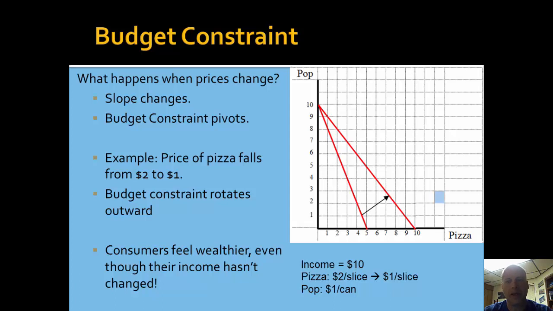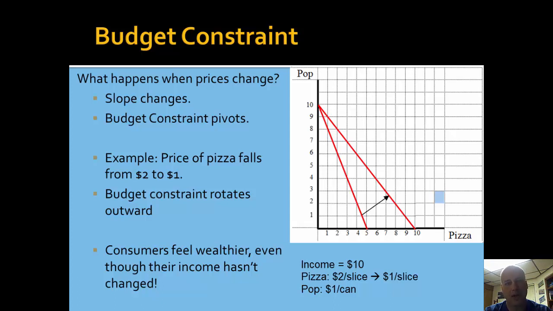Now, what we're going to do here is look at a few examples about what happens when things change. The first thing we're going to look at is what happens when the price changes. When the price changes, we can see that the slope must change. When we change the price of one of our goods, the slope of the budget constraint must change, because the slope represents the relative price of one good in terms of the other. So in our example here, what happens when the price of pizza falls from $2 to $1? What you can see here is that the budget line swings outward.